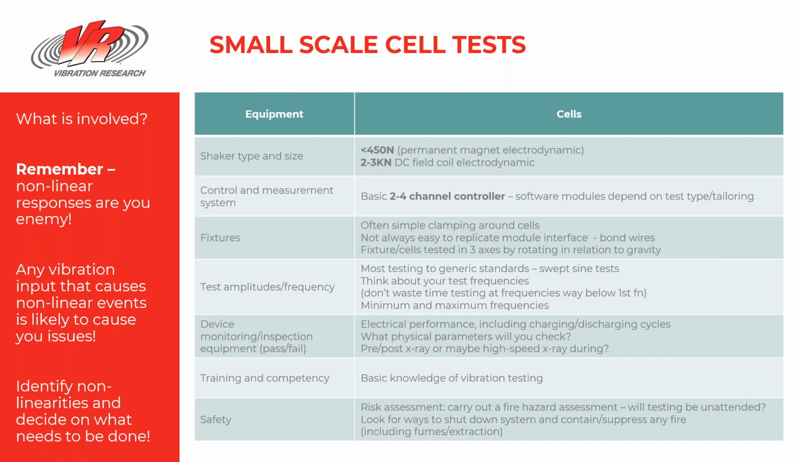Generally, you'd be using generic test standards at the moment, such as sweep sine tests, but think about the test frequencies you're going to use. Don't waste time testing at frequencies below the first natural frequency of the cell, or the cell within its fixture. Always look at the minimum and maximum frequencies, because there's no point in testing a cell at 10 hertz; it's just not going to react to it. So you could probably save yourself some time by truncating the lowest frequencies.